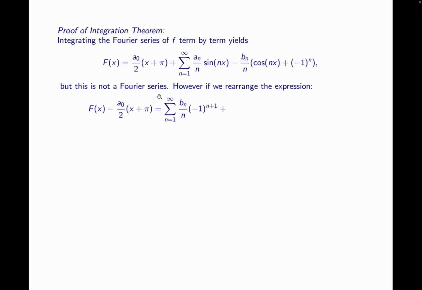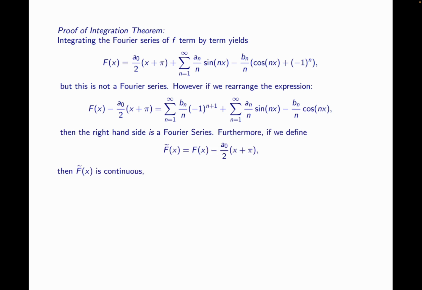We have the constant term. Here's a constant, there's no function of x here, plus my sine terms, plus my cosine terms. So now on the right-hand side, I have a Fourier series. Does this Fourier series converge uniformly to this expression on the left? Well, let's take a look at that expression on the left. Let's let f tilde be exactly this expression on the left. So f tilde is f of x minus a_0 over 2 times x plus pi.